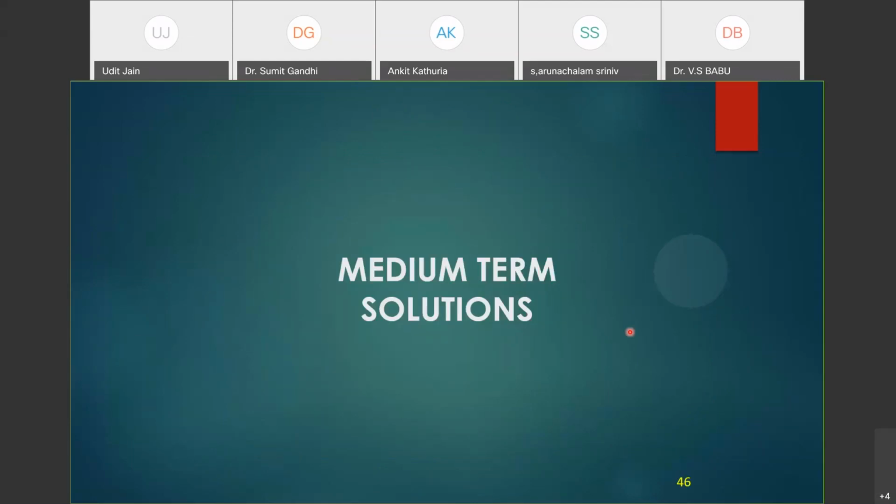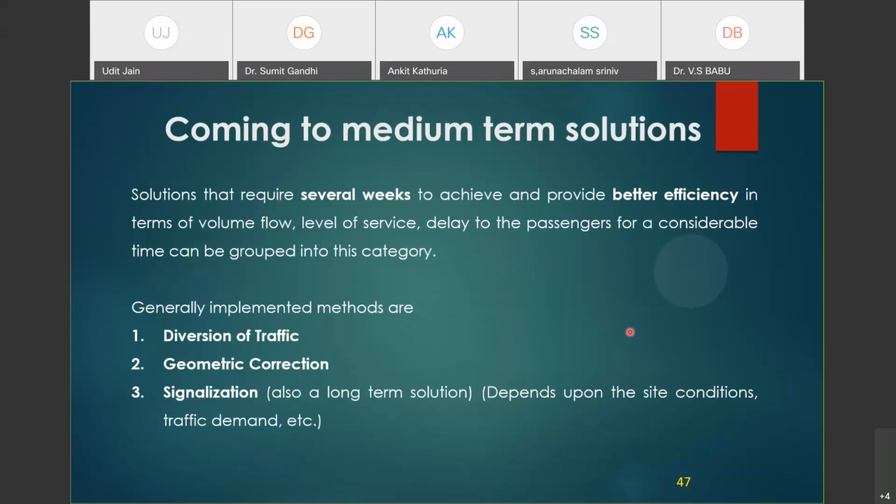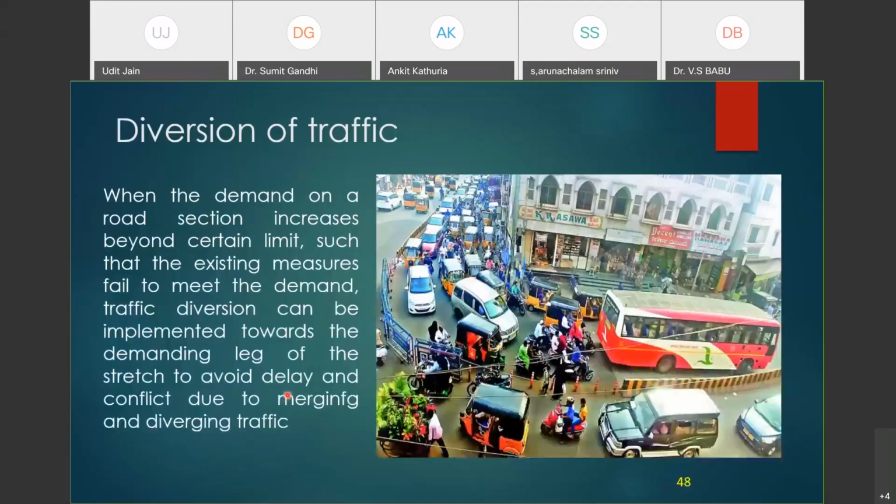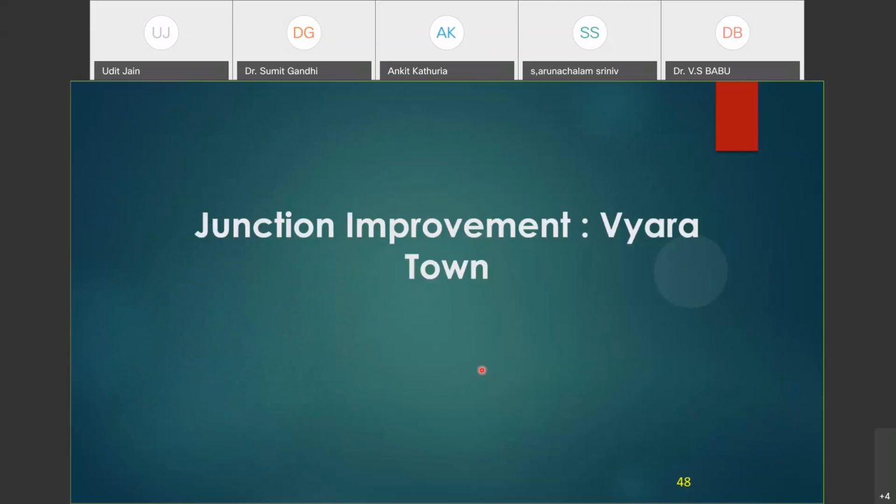Coming to some medium-term solutions, I think I'm running short of time. I'll quickly go through the medium-term solutions. The medium-term solutions include geometric improvements, and they take several weeks to achieve better efficiency. They include diversion of traffic and geometric corrections and signalization. So these are just some geometric corrections which have been made. There was a missing median, so with the help of temporary barriers, a median has been made.